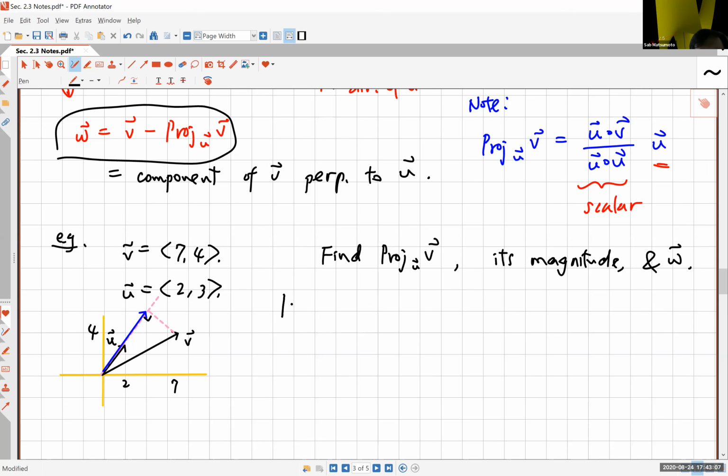All right, so the projection of V onto U is, remember, U dot V divided by U dot U, times U, right? And you may want to just write the formula first so you will remember what to do. What is the dot product? It's 7 times 2 plus 4 times 3. You don't have to always write these things. What's U dot U? That's 2 squared plus 3 squared.